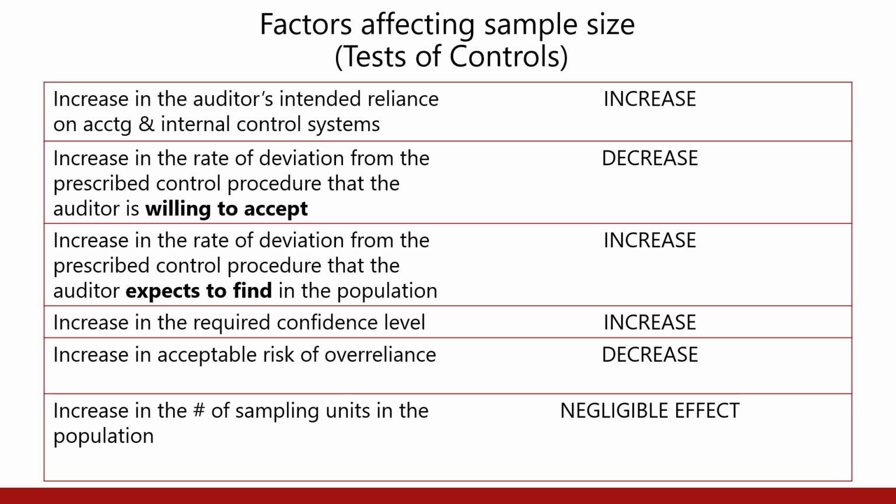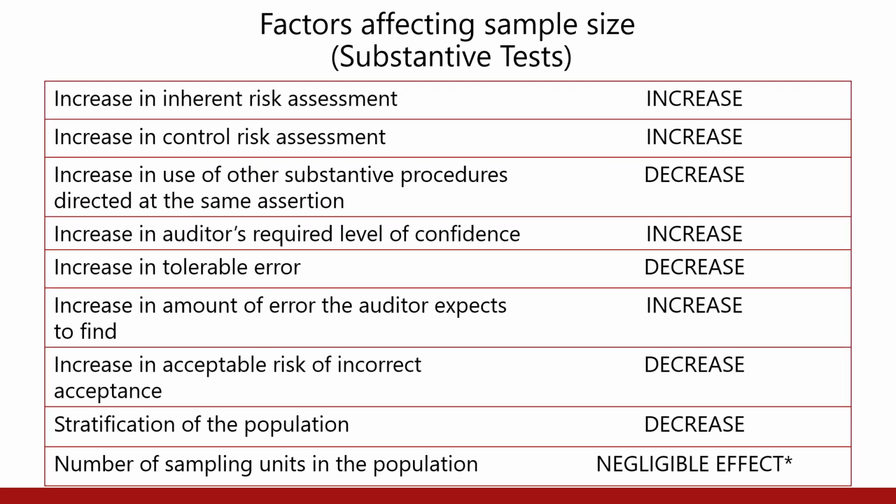So, same concepts. Now, we talk about the increase in the number of sampling units in the population. Actually, in terms of the number of sampling units, this will have a negligible effect on your sample size. Same is true actually if you take a look at substantive testing. Number of sampling units in the population also has a negligible effect, except when the population is so small. Okay, but generally negligible effect.